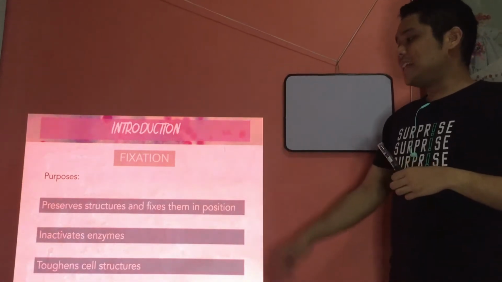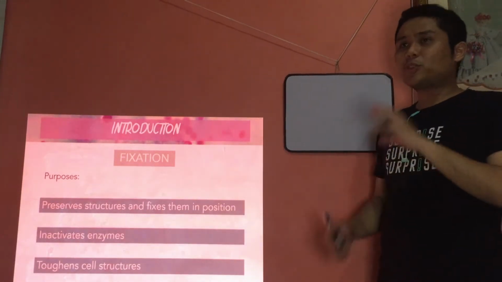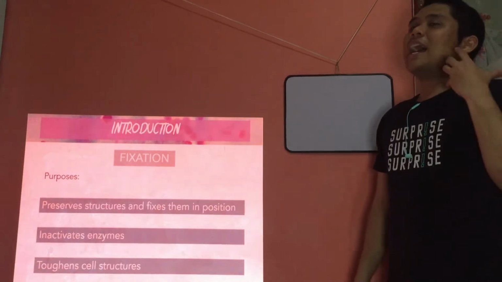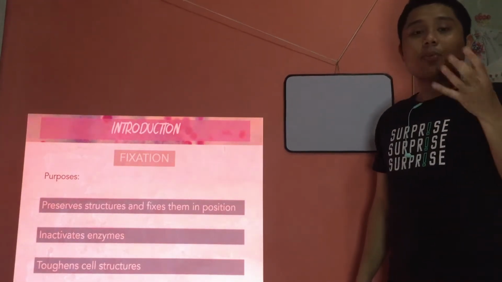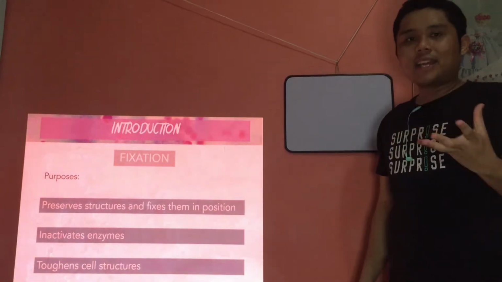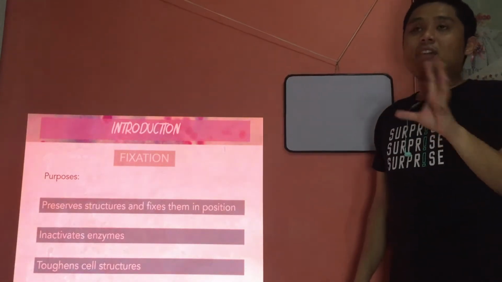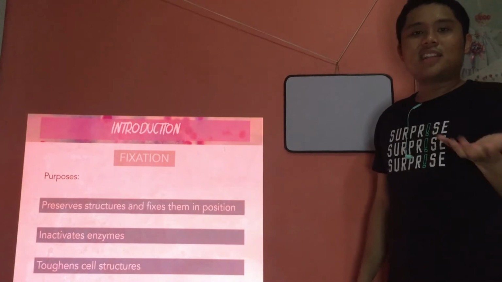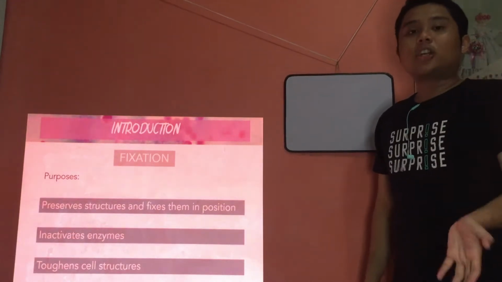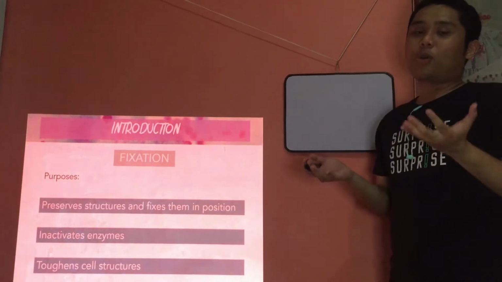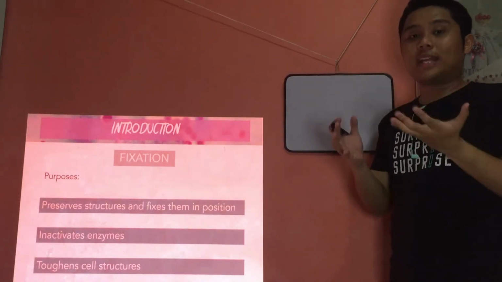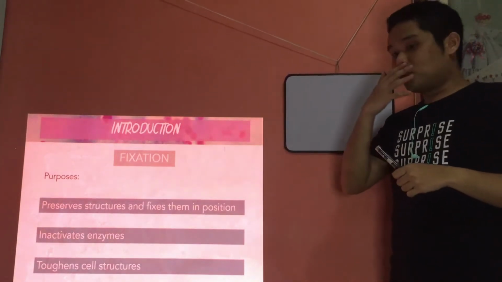And lastly, toughen cell structures. Why do we need to toughen cell structures? Still the same reason: we don't want the reagents we use in staining, which could be of varying concentrations, acidity, and pH, to alter the cell structure of your organisms. That's why we need to toughen it. So that's the main purpose of fixation.